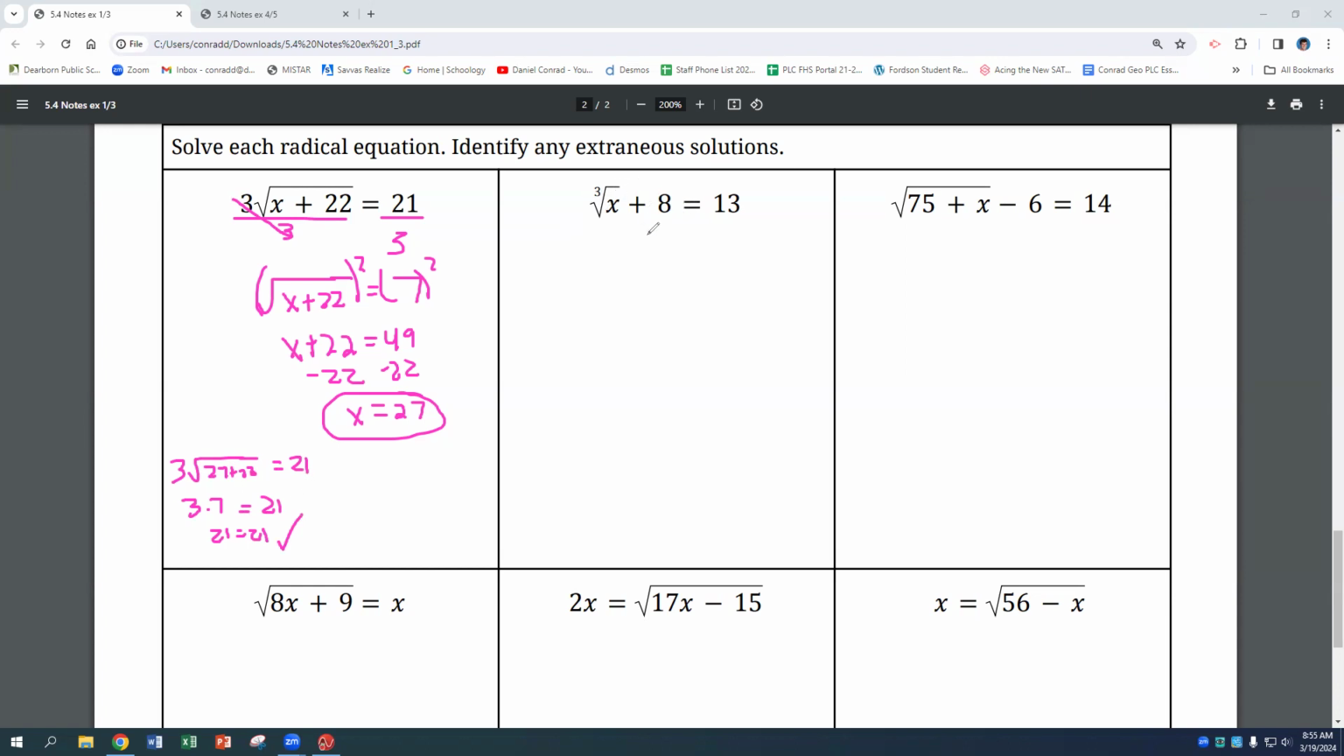We need to get the radical by itself. So I need to subtract 8 on both sides. So cubed root of x equals 5. I'm going to cube both sides. So this will give me x equals 125. And that's going to be my answer. If I check it, cubed root of 125 is 5. 5 plus 8 is 13. That one's going to check out. If you don't believe me, just put it in your calculator.